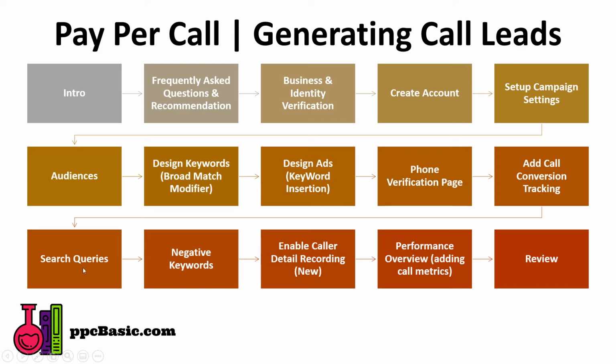Then I'm going to show you where to look for your search queries, and I'm going to cover the new changes that have been implemented into Google Ads where they don't show you all of your search queries anymore. Then I'm going to show you how to add negative keywords very briefly, and I'm going to show you the new latest feature that Google Ads has implemented, which enables call detail recording. So there you can see the actual phone numbers of the callers, and you can actually listen to the calls that are generated as well. And then finally, we're going to do a quick performance overview where I'm going to cover the different metrics that you should look for on your Google Ads interface, as well as adding the call metrics column to your interface. And we're going to do a quick review after that.